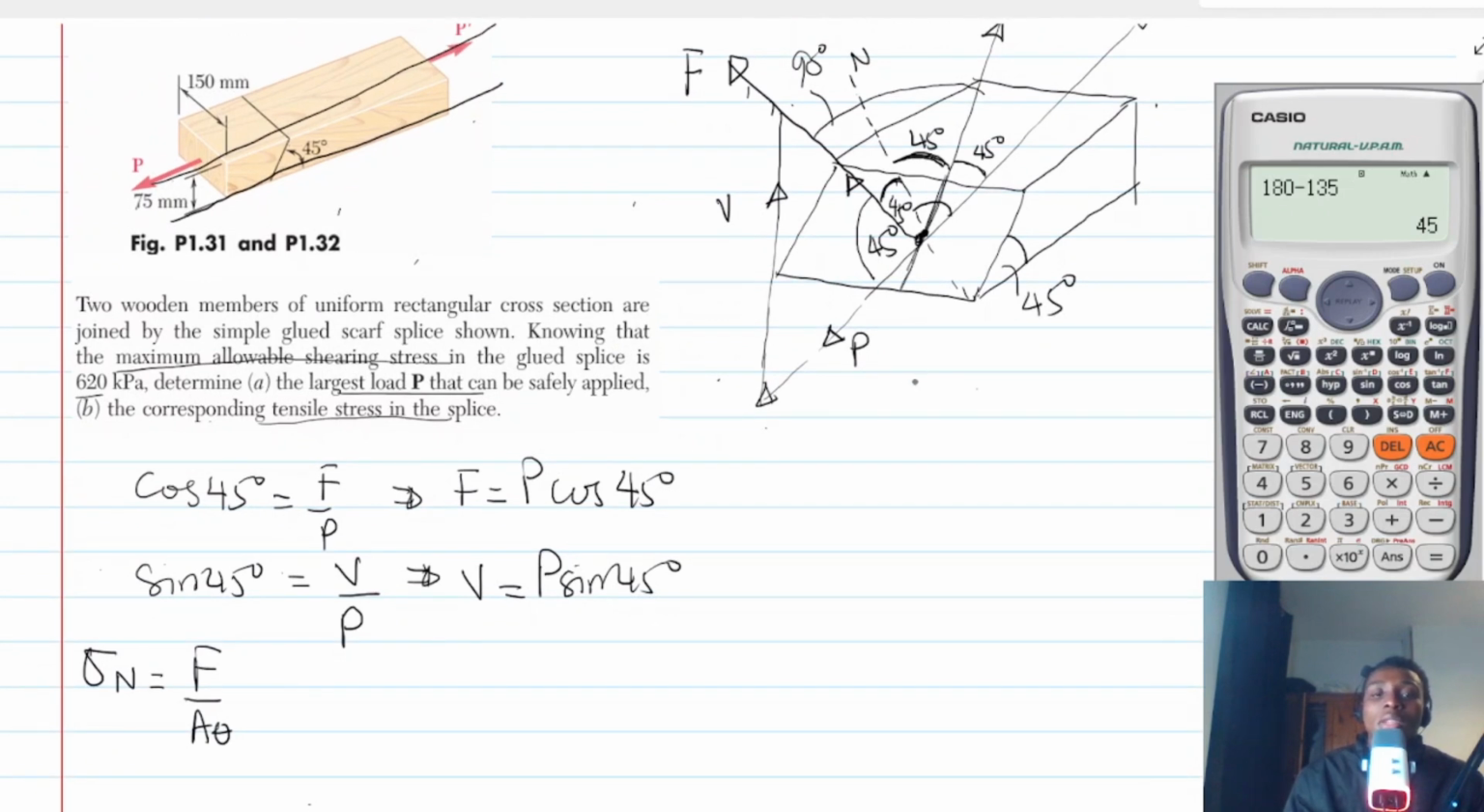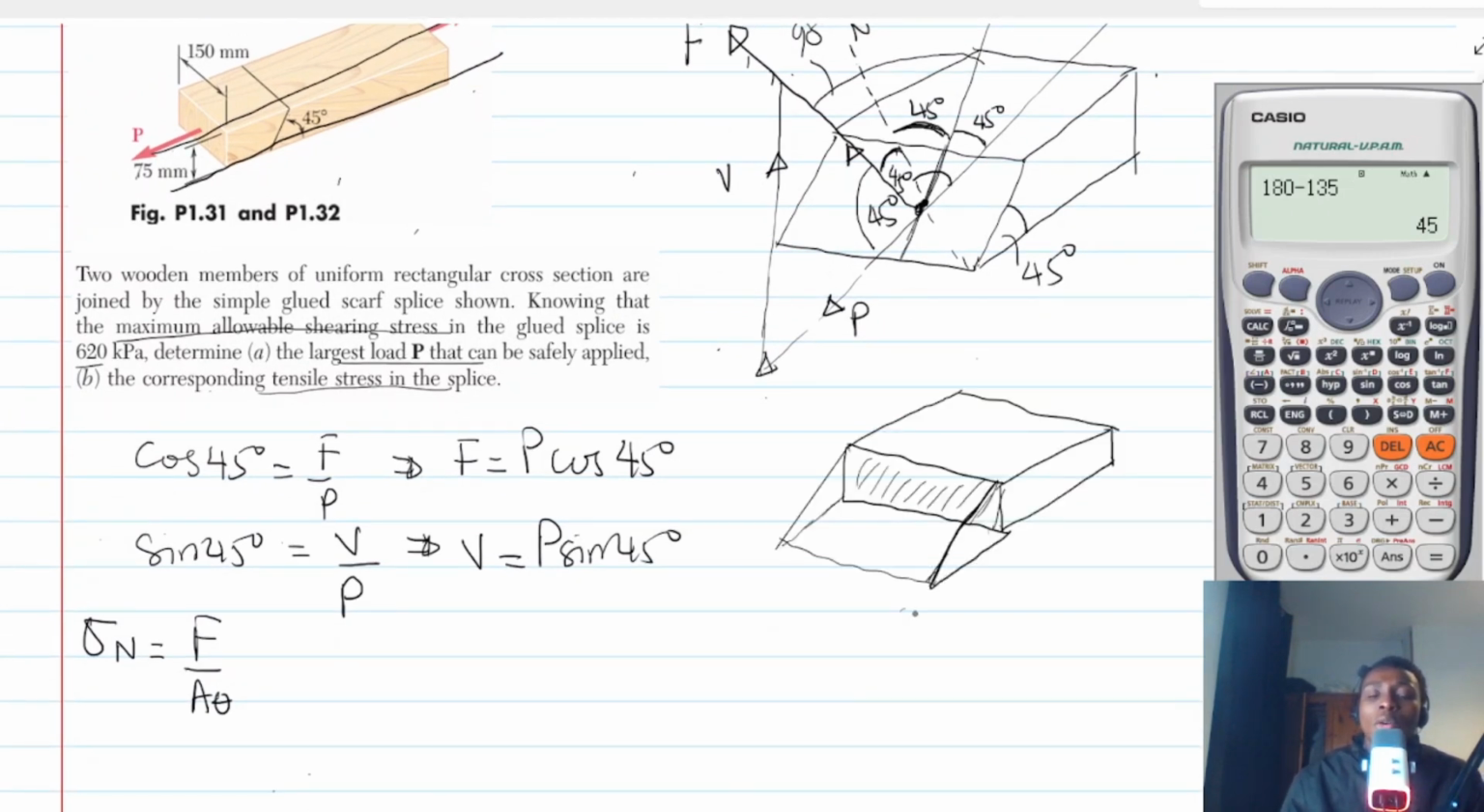Okay, so let's do this again. To get A theta, think about it this way. You can see that the original cross-sectional area is this portion, and the inclined surface area is this part. Is that right? So I have an angle of inclination here. Therefore, this inclination is what? A theta.